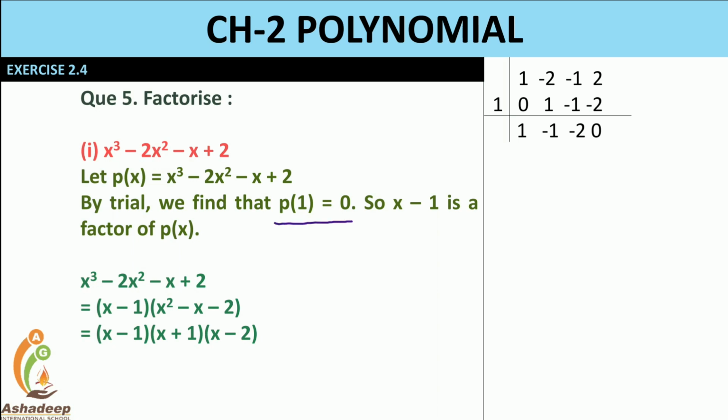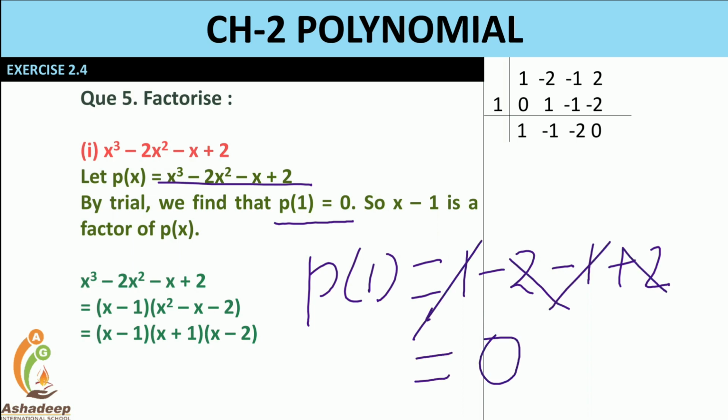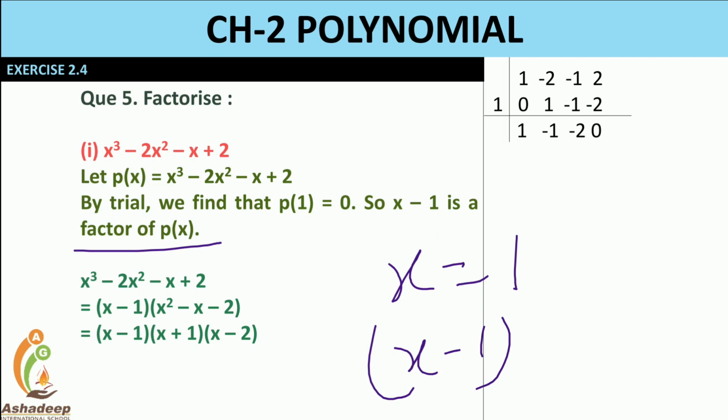Here, we will find p of 1 is equal to 0. So we stop here. P of 1 is equal to 0 means what? If we put 1 in p of x, we get 1 cube minus 2 into 1, that is 2, minus 1 plus 2. 1 minus 2 is minus 1, minus 1 plus 1 is 0, plus 2 minus 2 is 0. So the answer is 0, and we need to stop here. Therefore x equals 1, and so x minus 1 is one factor of p of x according to the factor theorem.